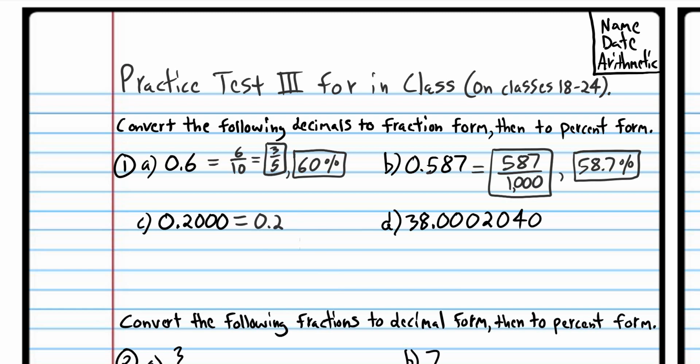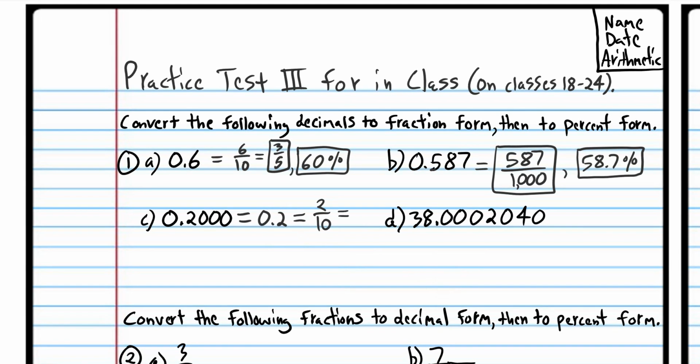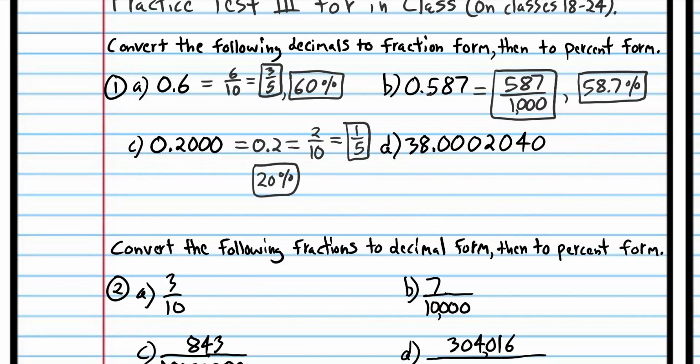And 0.2, well, 2 is in the 10th place, so it just becomes 2 over 10. And if we divide both sides by 2 using the fundamental principle of fractions, we have 1/5. So if you got 1/5, good job. So now to change to a percent, we just take the decimal and move the decimal 2 places over, and that gives us 20%. So if you got those two answers, good job. All right, why don't you try part D, and when you come back, we'll do it together.